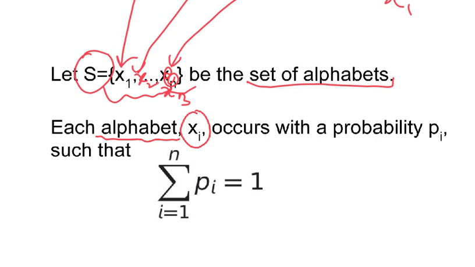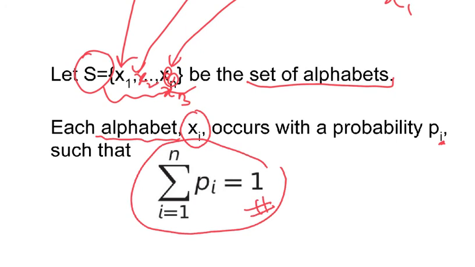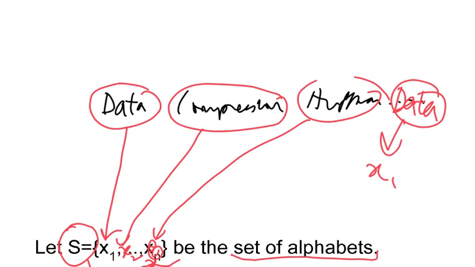So now each alphabet xi occurs with a probability pi. This i is just an integer. It can be 0, 1, 2, 3, 4, 5, and so on and so forth, such that the sum of the probabilities equals 1. Alright, so what does this mean? Let's take a look at this particular example. Let's assume that this is all that we have in the input text.